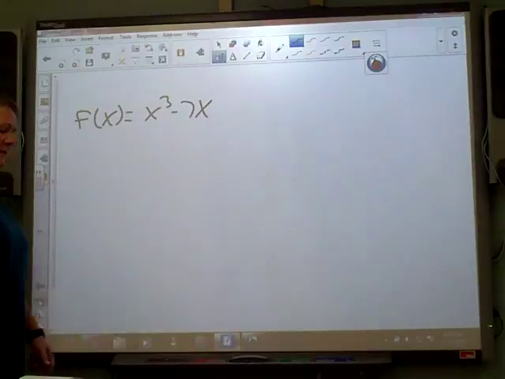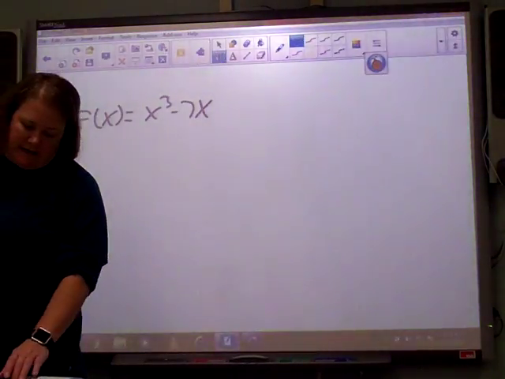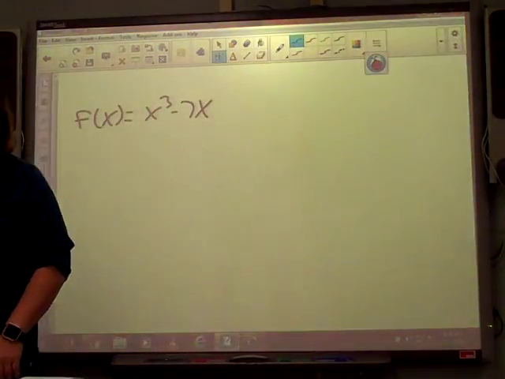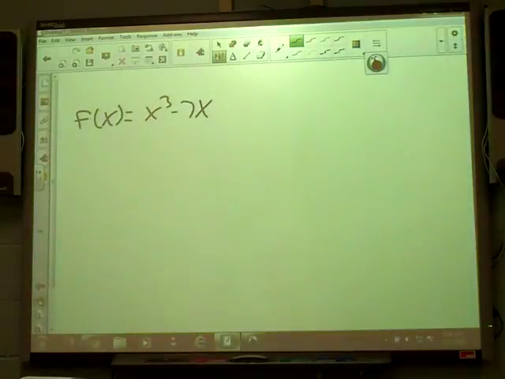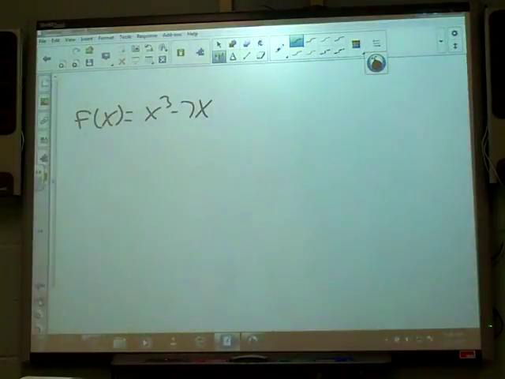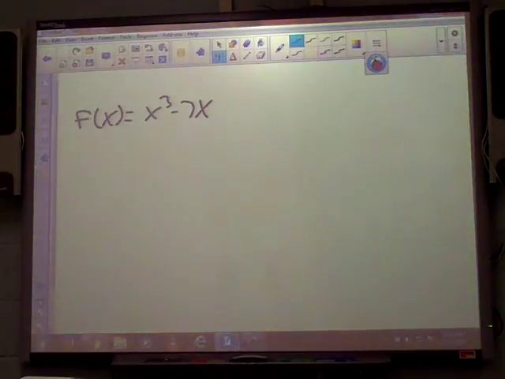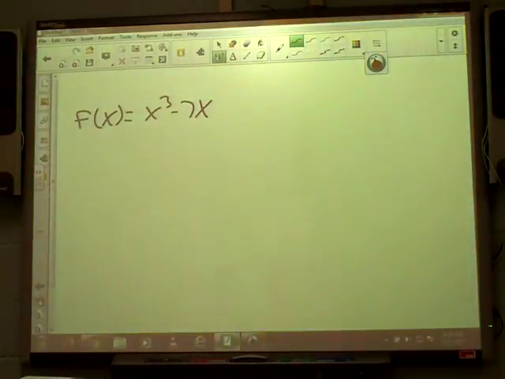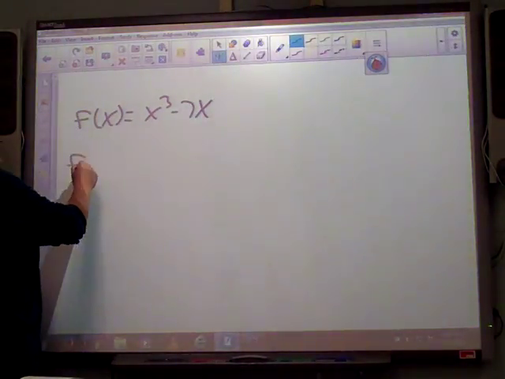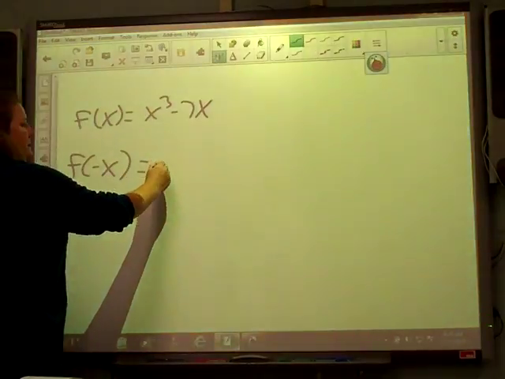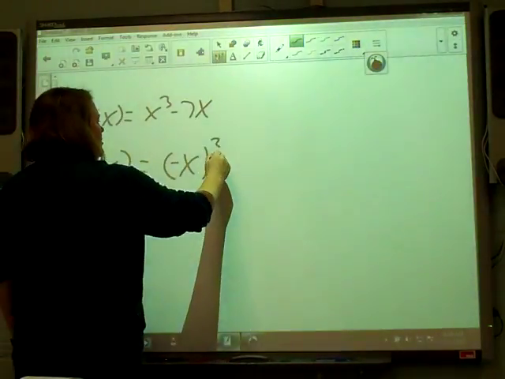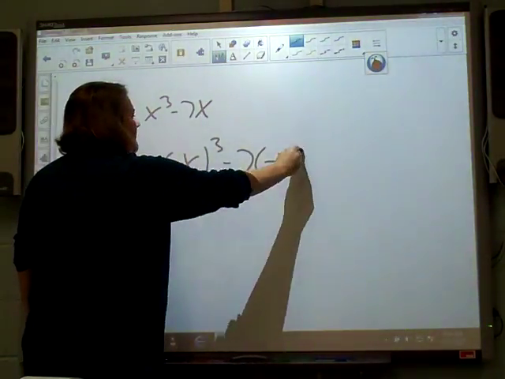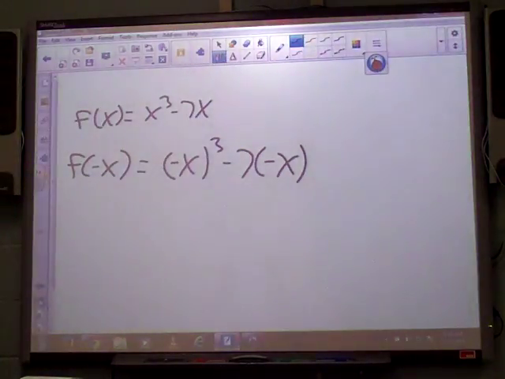Alright, this says f of x equals x cubed minus 7x. Our directions say determine whether the function is even, odd, or neither. Okay, obviously it's got an odd degree. We're not talking about degree, we're talking about the entire function. So our test said we plug a negative in for the x's. So f of negative x is negative x cubed minus 7 times negative x. I just switched the x's to negatives.